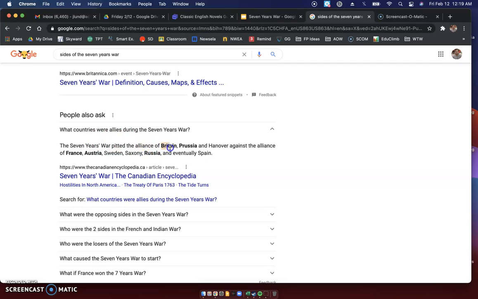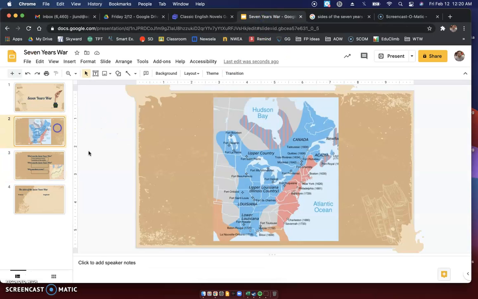So really what we have here is we have the British, the Prussians, that's not even a thing anymore, and Hanover against the French, the Austrians, the Swedes from Sweden, Saxony, Russia, and eventually Spain. Okay, so there's a lot of different countries involved here. Really what we're talking about mostly is France against Britain, France against England.